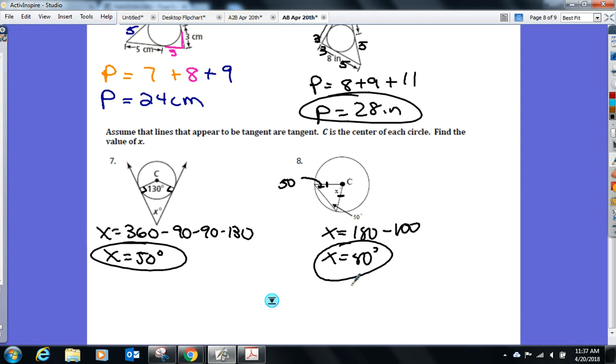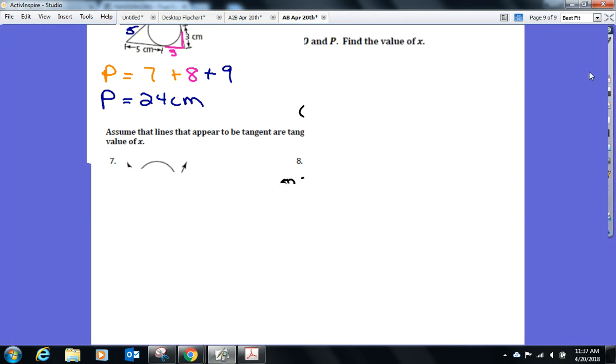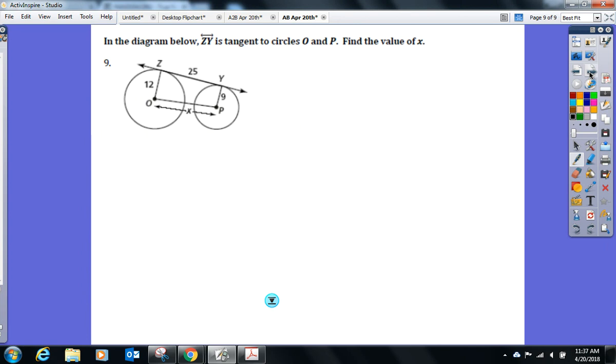Questions? Okay, we got one more tough one here. All right, definitely focus in on this one. ZY is tangent. What are the 12 and the 9? Okay, what's happening then? If ZY is a tangent line and OZ and PY are radii, what's being created from today? Put them on your diagram. Go ahead. Where are the right angles on your diagram?